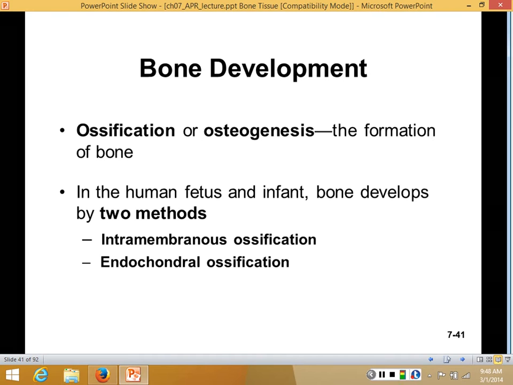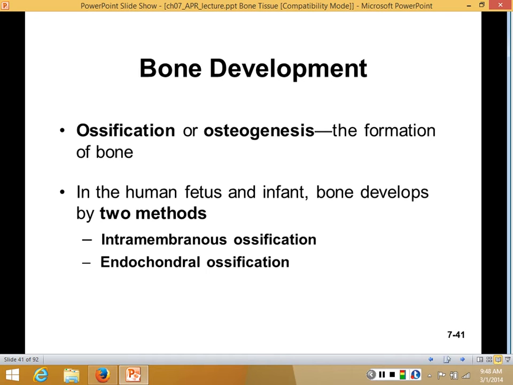The clavicle, or your collarbone, is formed by intramembranous ossification. The bones of the skull, of course, were formed by what? Intramembranous ossification as well. And I think the sternum, your book doesn't mention it, but the sternum is actually formed by that first one, intramembranous ossification. I do talk about endochondral ossification. The majority of our bones develop by way of endochondral ossification.